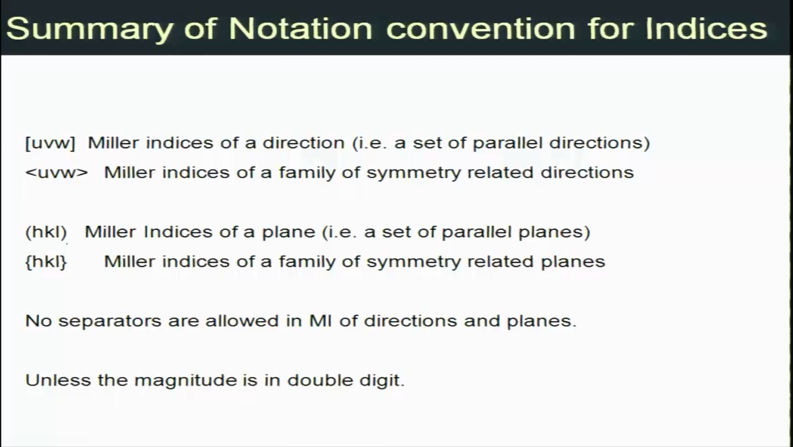Similarly, (hkl) is a single plane, curly bracket {hkl} planes are a family of symmetry related planes, and we do not typically allow separators in the Miller indices of directions and planes, they are written together. So, you do not write them as 1 space 2 space 3, you write them 1 2 3, okay, unless of course the magnitude is in double digits. Okay. So, that is where we will finish this particular part.